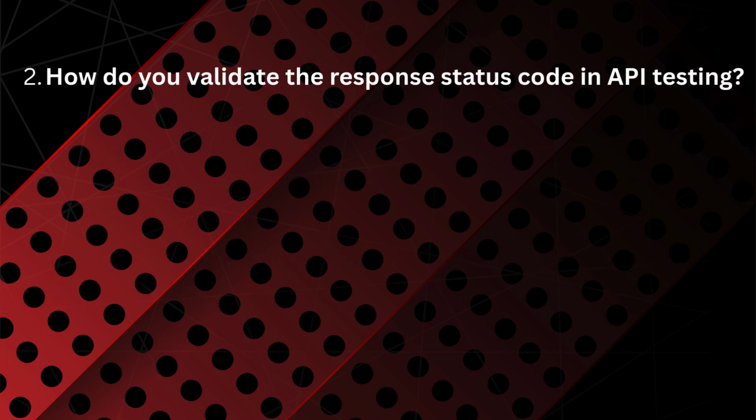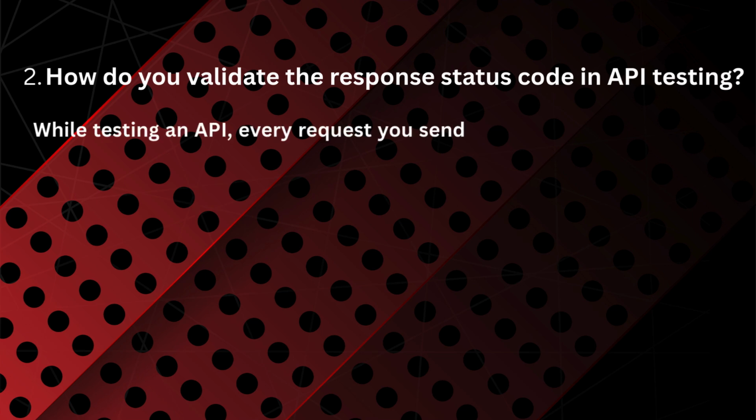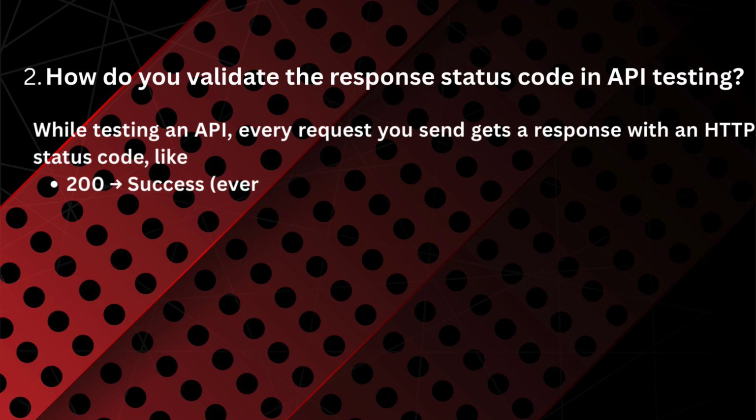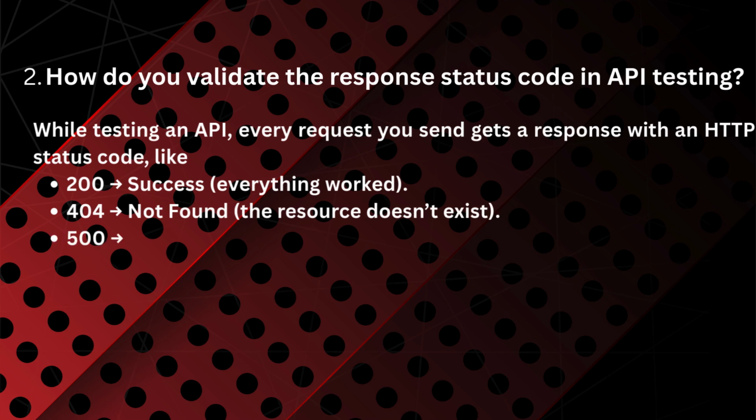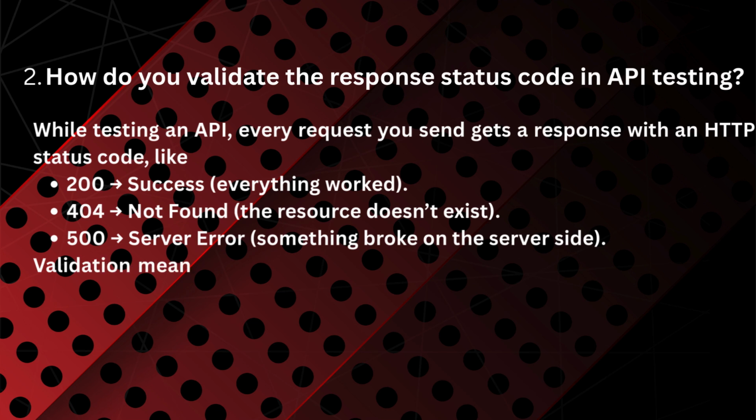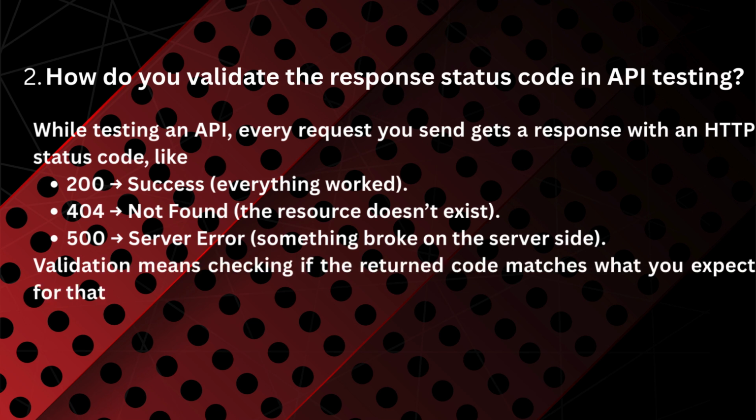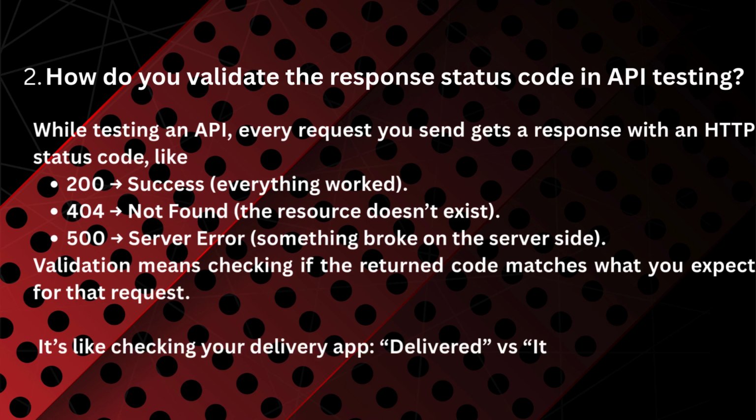Number 2. How do you validate the response status code in API testing? While testing an API, every request you send gets a response with an HTTP status code, like 200 means success, everything worked. 404 means not found, the resource doesn't exist. 500 means server error, something broke on the server side. Validation means checking if the returned code matches what you expect for that request. It's like checking your delivery app, delivered versus item not found.